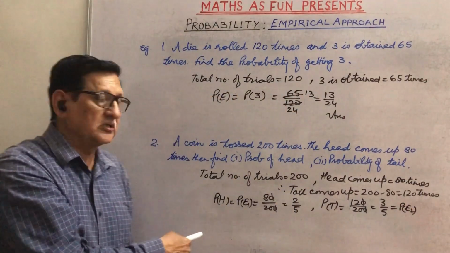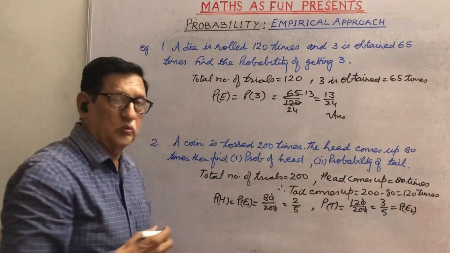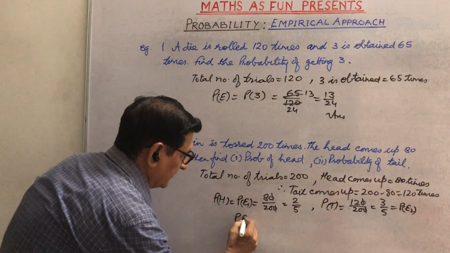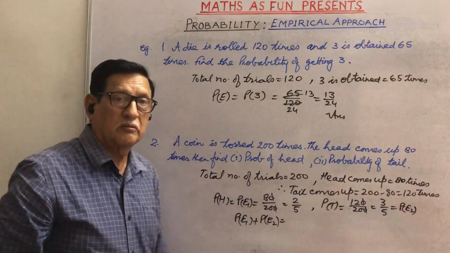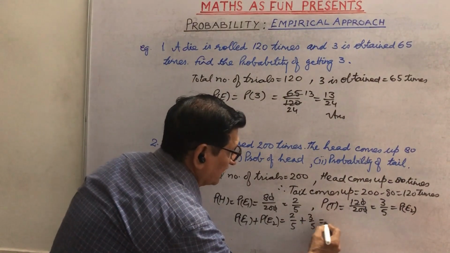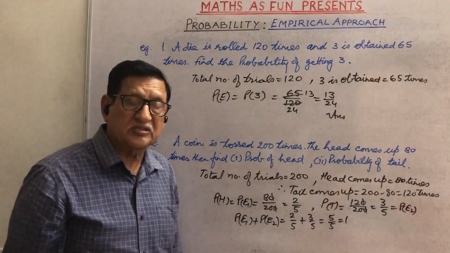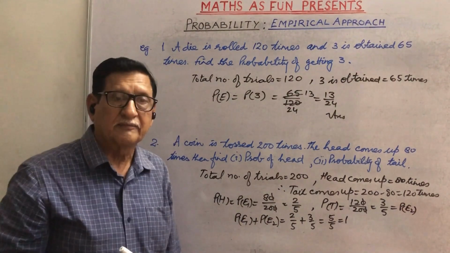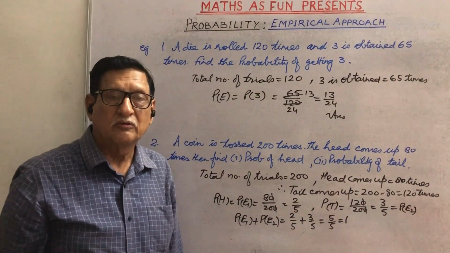There are two events in this particular experiment. They are E1 and E2. And what we are finding here? That P(E1) plus P(E2) is equal to 2 upon 5 plus 3 upon 5, that is 5 upon 5, which is equal to 1. It means we can say that if there are two events of any experiment, then the sum of the probabilities of both will be equal to 1.